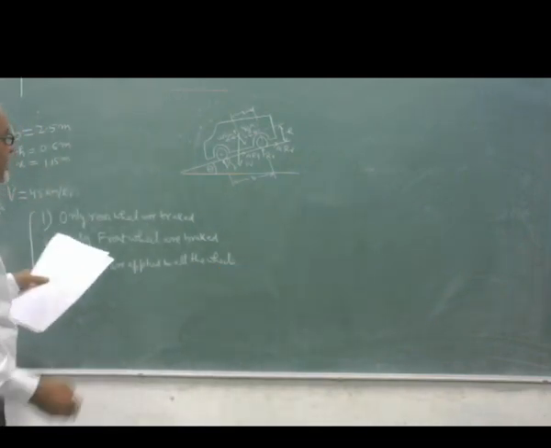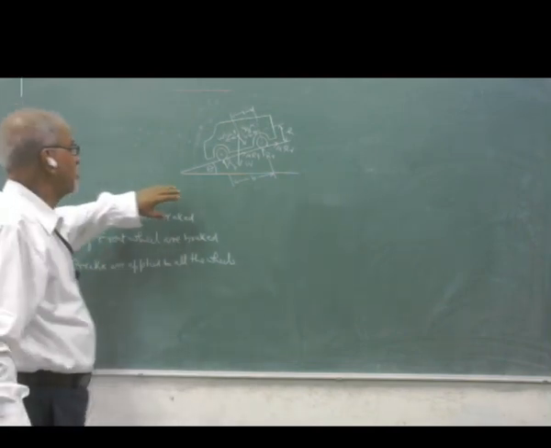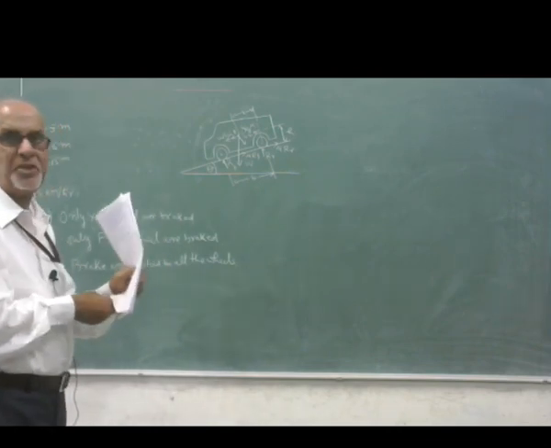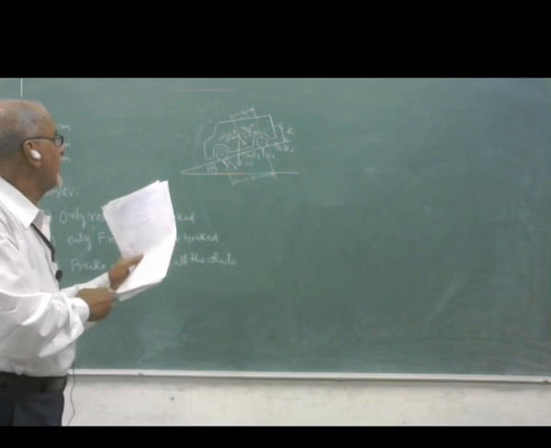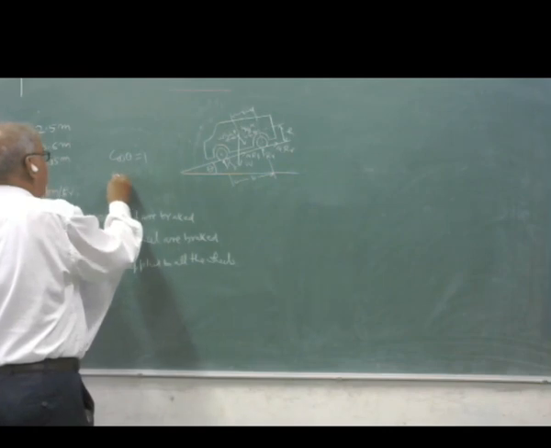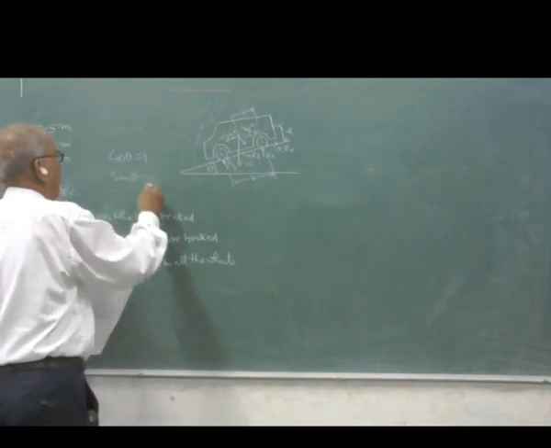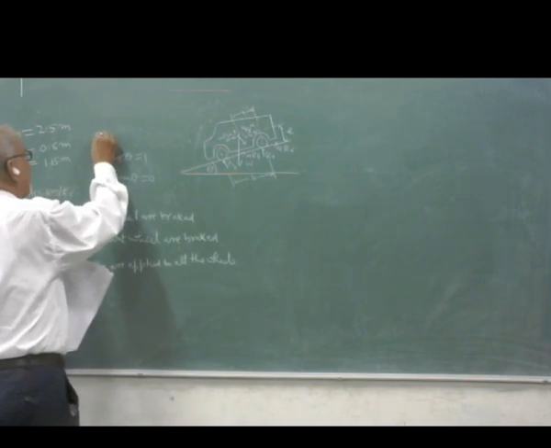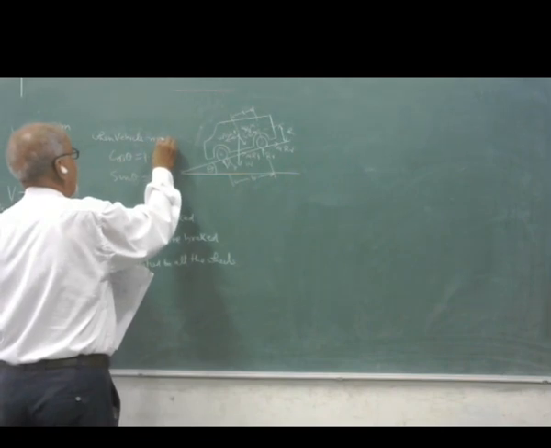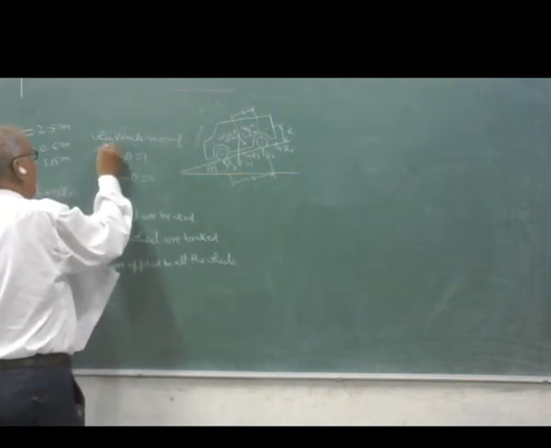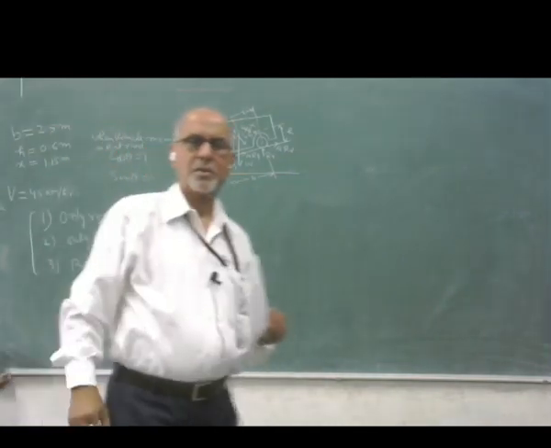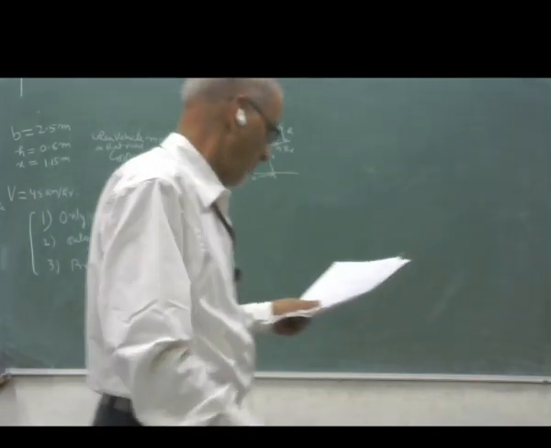This is the vehicle which is moving. Here I have shown it on the inclined road, but in the question it is moving on the flat road. It means theta will be 0 in that case, and cos theta will be equal to 1 and sin theta will be equal to 0 when the vehicle is moving on a flat road. Clear? So this is the numerical which you have to solve.